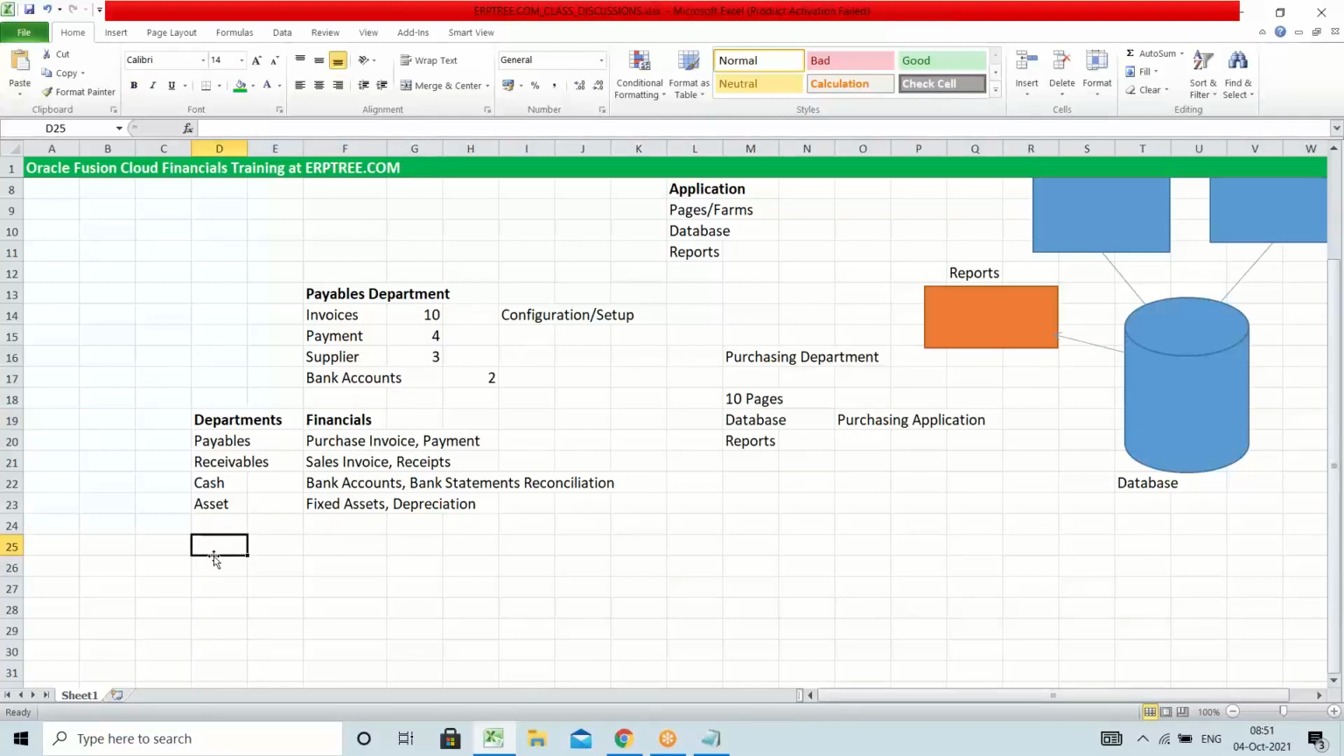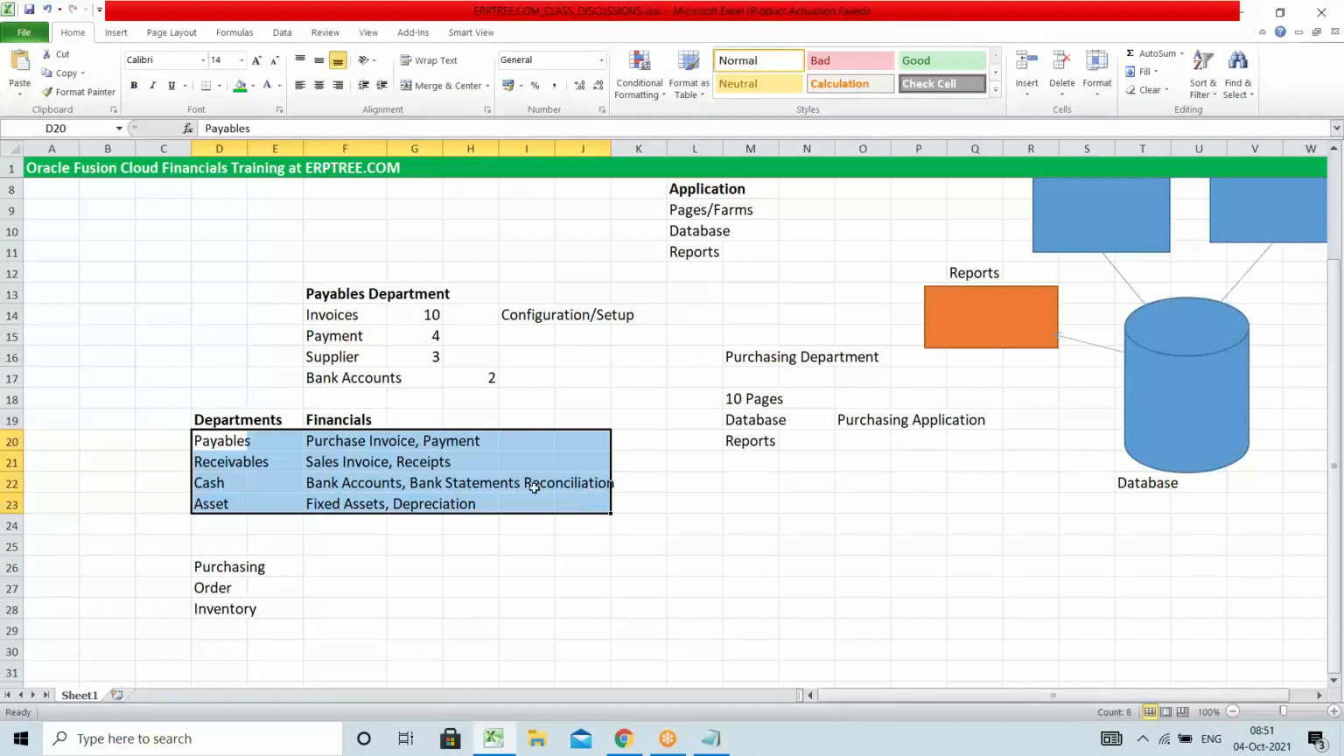And again, we have some other applications. For example, the purchasing application, purchasing department, order department, and inventory department. These are the departments. If you notice here, we group a set of departments and give them a name, or else for each department we have a separate application.